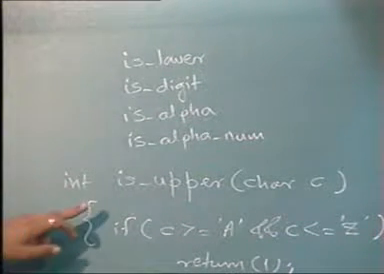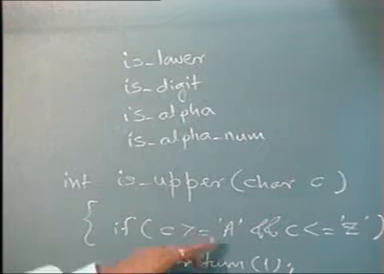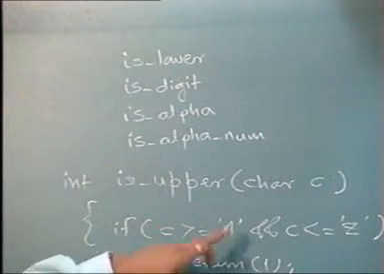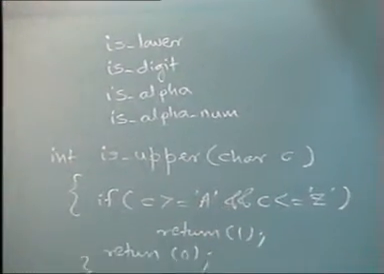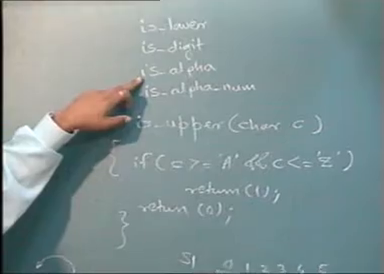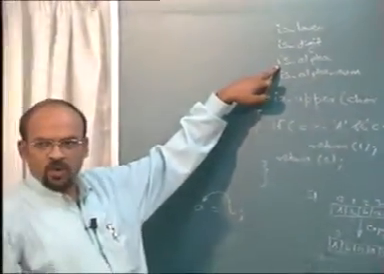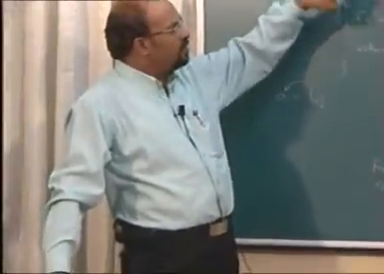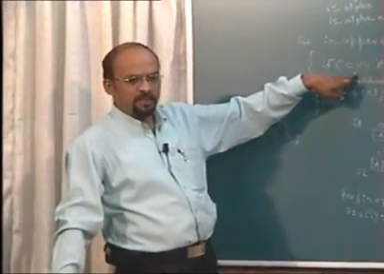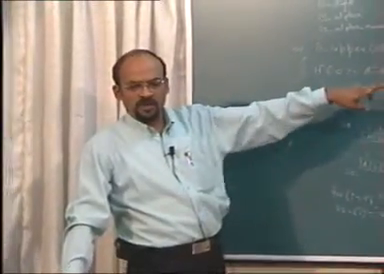Just as is upper is written, you can write is lower. Is digit, in the same way, from single quote 0 to single quote 9. Is alphabet: it could be uppercase or lowercase. So in that case you can check if is upper c or is lower c, return 1.